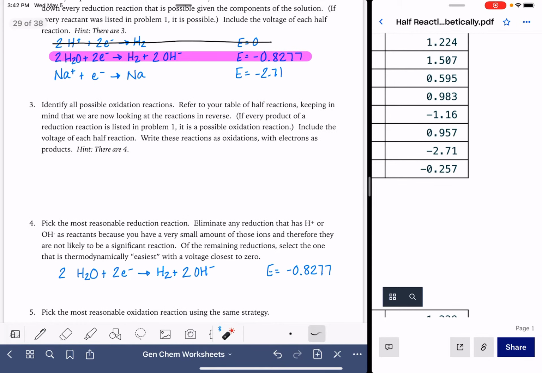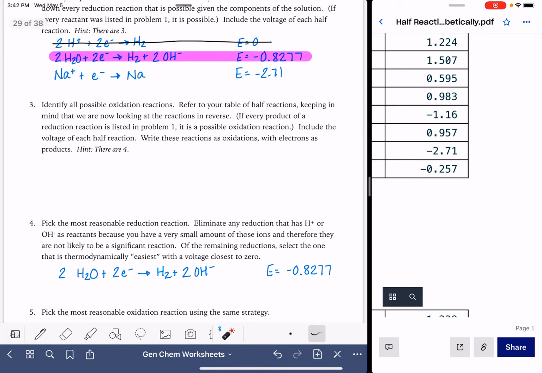The first one that I notice is this one right here that has Cl minus. We have that. So this is a possible oxidation reaction for us, and we want to write it as an oxidation, meaning that we're going to write it in reverse. So this is the reaction that we're writing, 2Cl minus, and the products are going to be Cl2 and 2 electrons, and let's get the voltage. The voltage for this is 1.35827, and this hint is telling us that there are 4, so we've found 1.